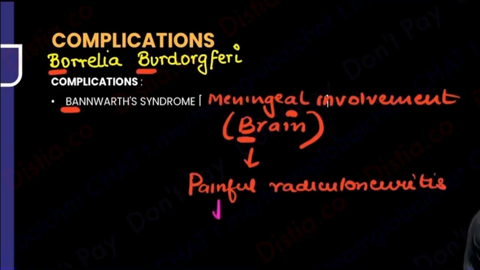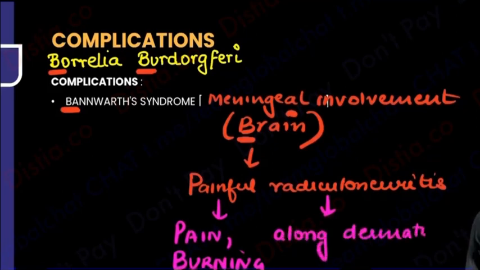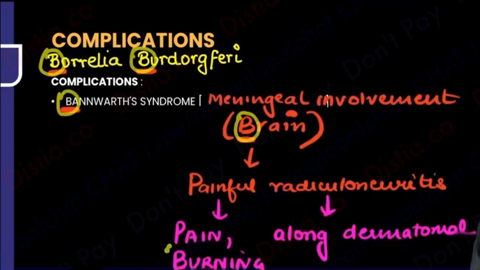So that is going to result in pain and burning. So another B, there's B for burning. There is pain and burning, and radiculoneuritis means in certain radicles, along dermatomes. So there is going to be a dermatomal distribution that you notice. Just for your understanding, I'm telling you, you don't need to know in so much detail. You just need to know Borrelia burgdorferi causes Bannwarth syndrome, which is a brain involvement in which there is going to be a burning sensation along a dermatome.